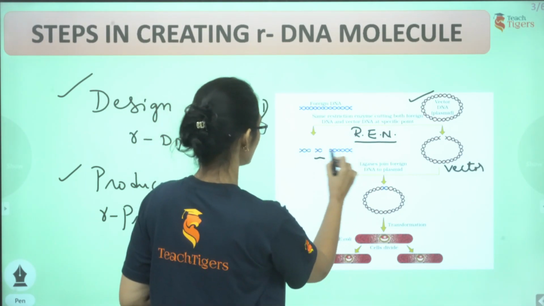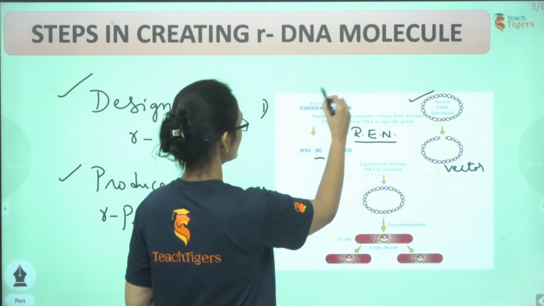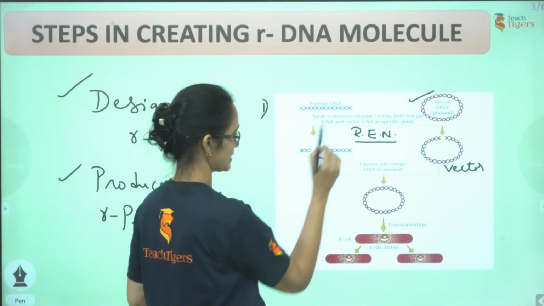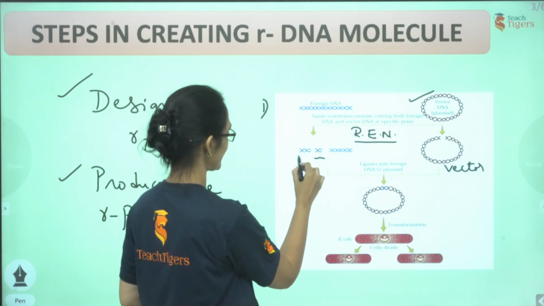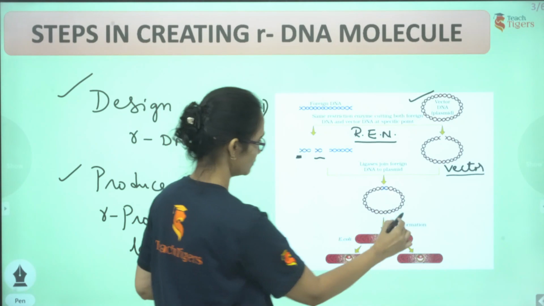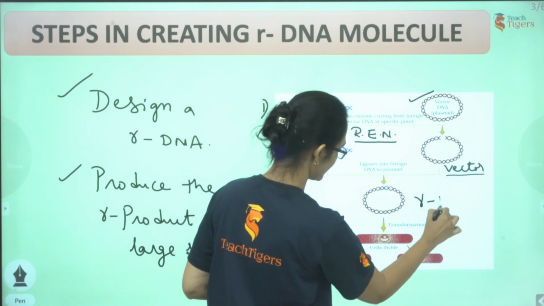So what we are going to do now is, once we get the purified sample of DNA, we need to cut it with the restriction enzymes and we collect the piece of desired gene and insert it into the cut vector. Now this is how we have designed the recombinant DNA molecule.